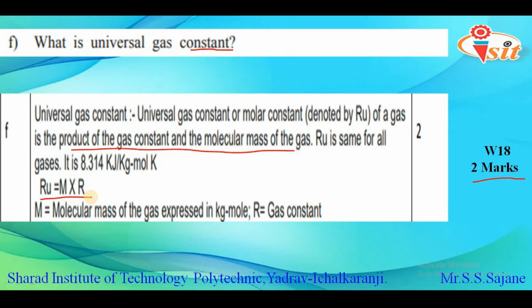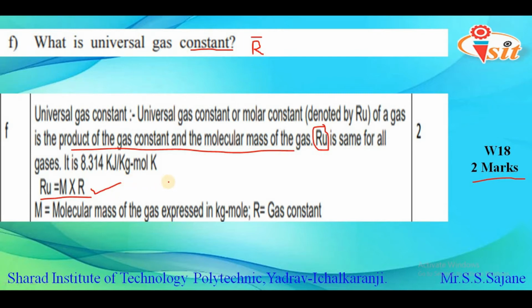So as per different books, they are having different notations. So here you can see they have denoted the universal gas constant as R suffix U is equal to M into R. Whereas we have studied that universal gas constant is represented by R bar. So there is no problem with what you are going to denote. Just the necessary thing is that you should know what is the exact formula. Then you can either represent it by RU or R bar, both will be correct.